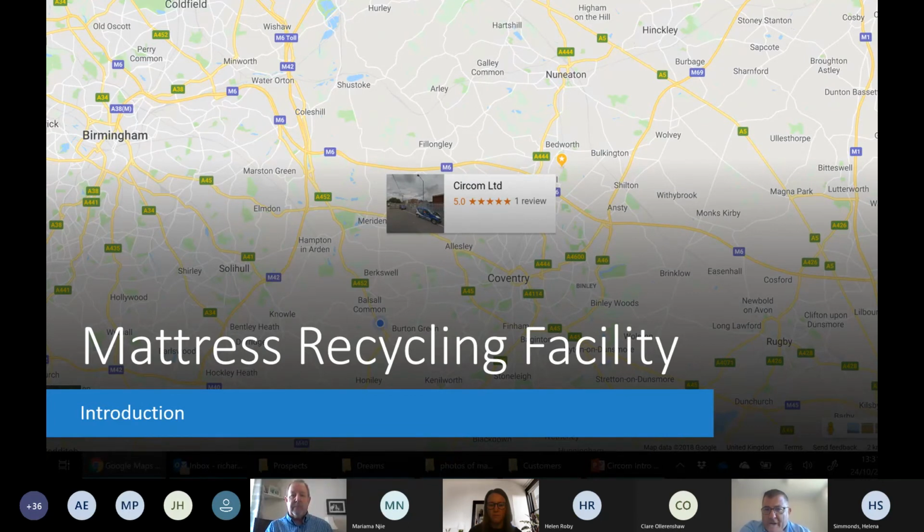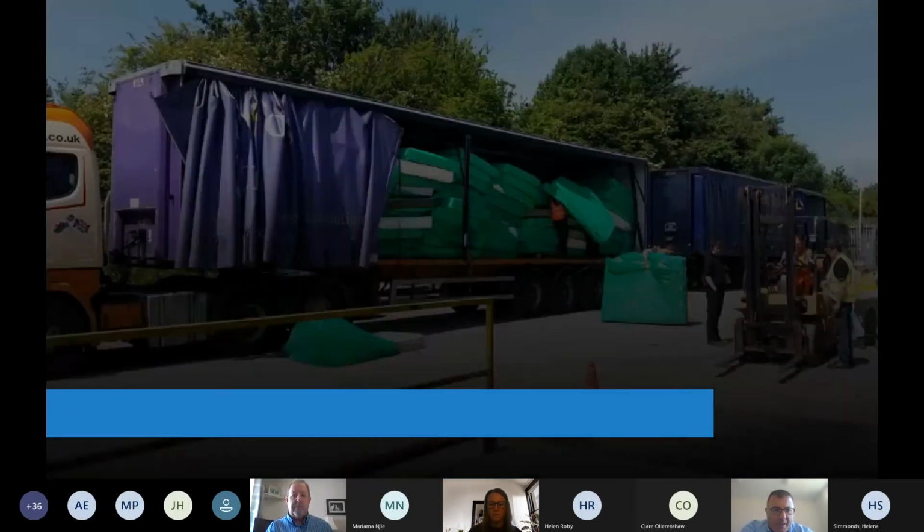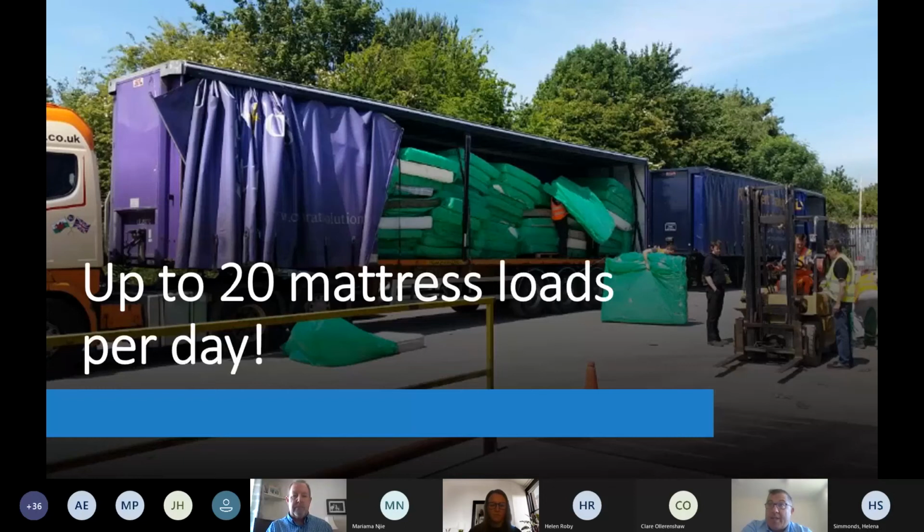If we just move on a slide there. So we opened up a facility in 2016, and it's now just starting to ramp up again after COVID, but at normal run rate level, we would take around 20 mattress loads a day. That could be anything between 800 and 1,700 mattresses per day coming into the facility in Coventry. I'll just move it on.